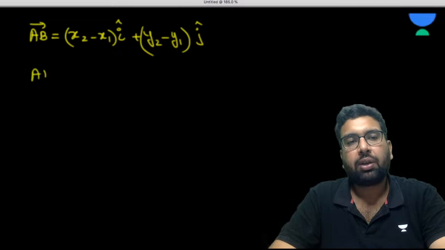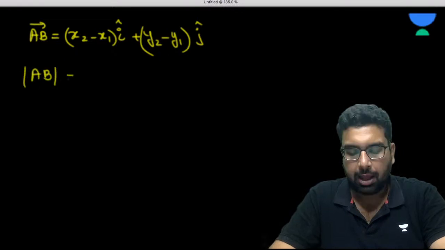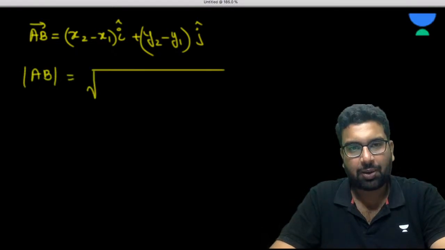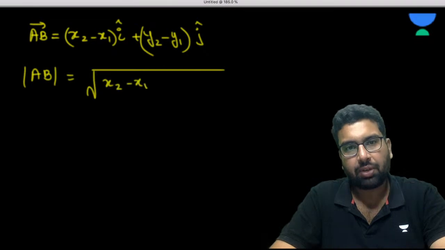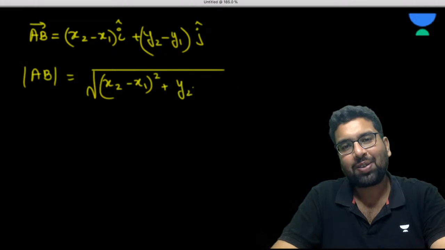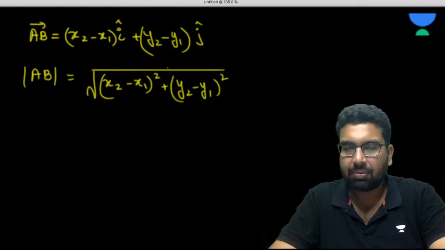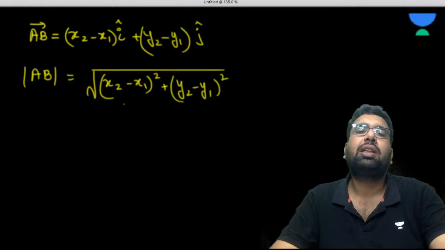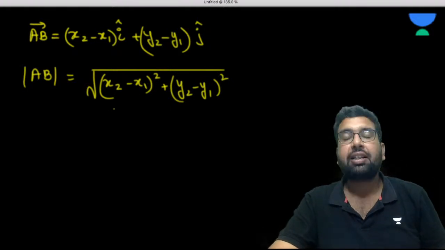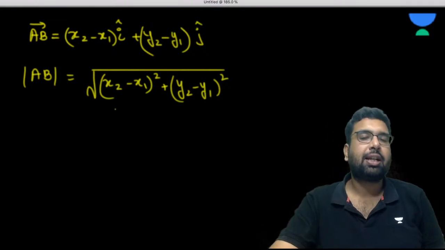If I ask you what is going to be the magnitude of AB, you are going to say, sir, square root of (x2 minus x1) whole squared plus (y2 minus y1) whole squared. This is like the formula we saw in the 10th class, the distance formula, sorry, not the displacement formula, but the distance formula.